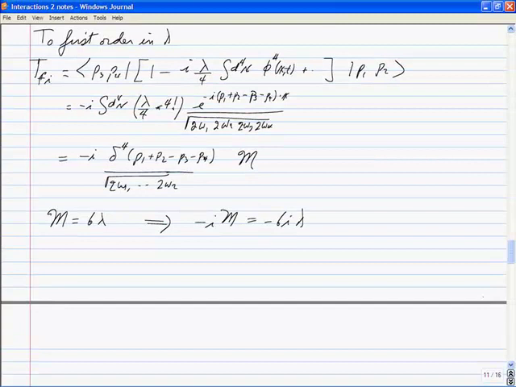Yes? Oh, the time. Well, they're all at the same time in the interaction. It's a good point. My next example has the time ordering in it, because we work at next order. But this is all at one time here, so time ordering didn't play any role. It will in the next example. In fact, I'm not going to have any chance to do the next example.